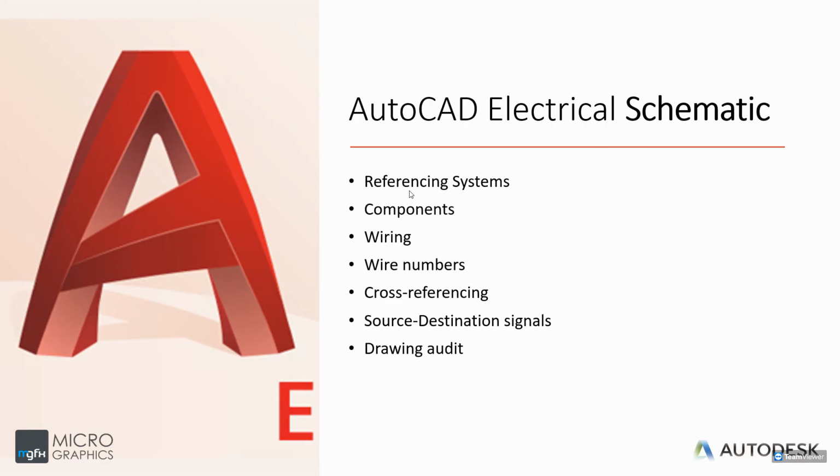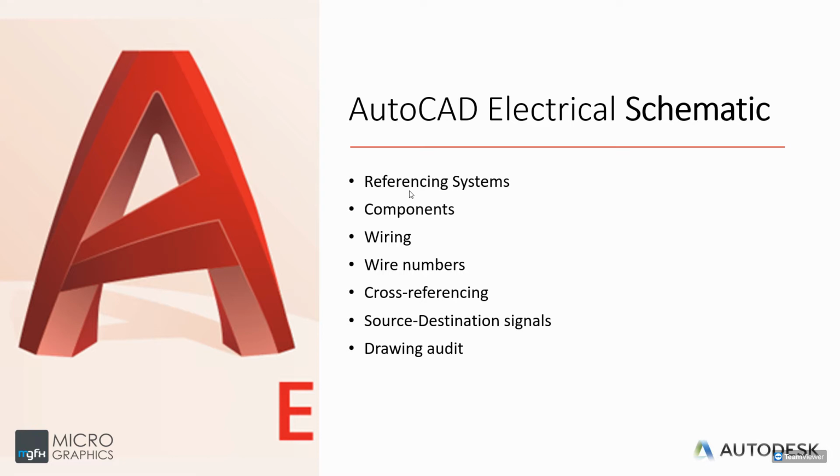Okay. Now, let's discuss AutoCAD Electrical Schematic. So the Schematic tab, we want to talk about referencing systems. So your tags, your wire numbers, or rather just your tags and your references. Okay, we're going to talk about components and what they are really. Because remember, you can sort of do this using AutoCAD, but it's not the most efficient way to do it. It's best to use AutoCAD Electrical. Then we're going to talk about wiring and wire numbers, how AutoCAD Electrical handles those.